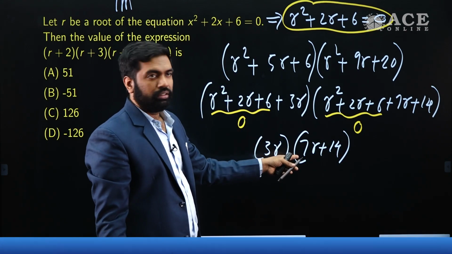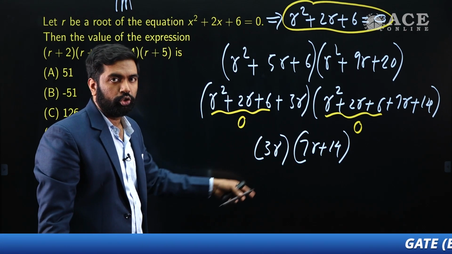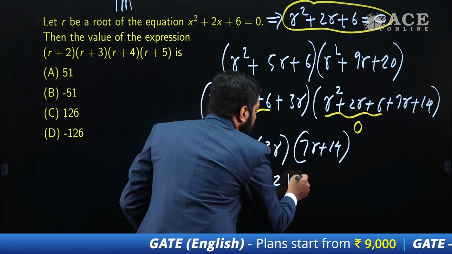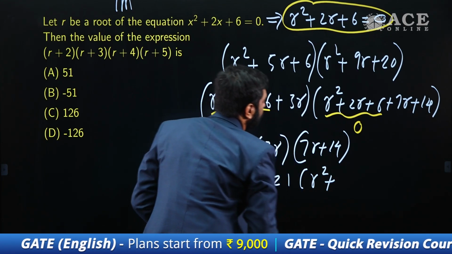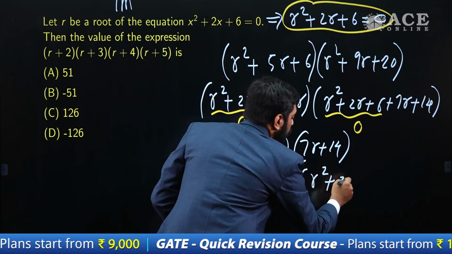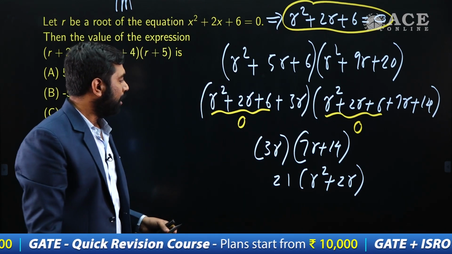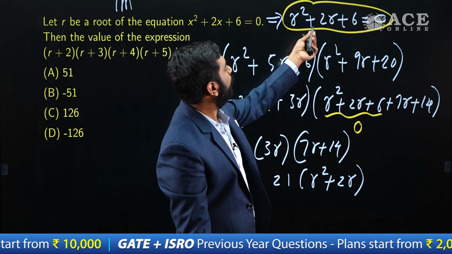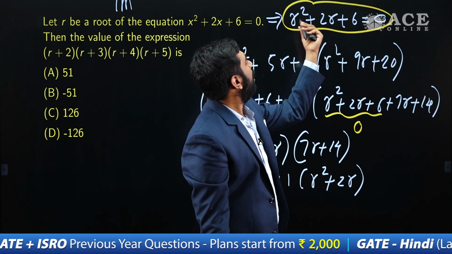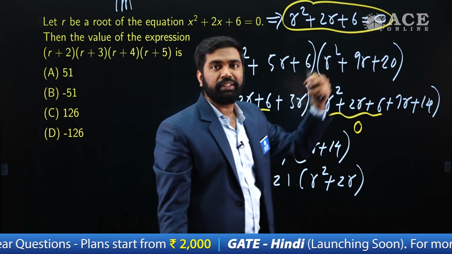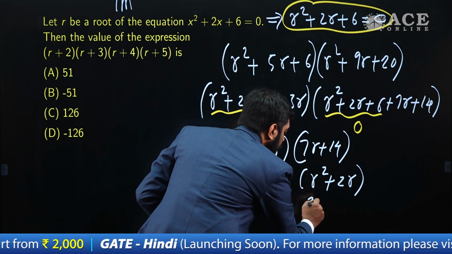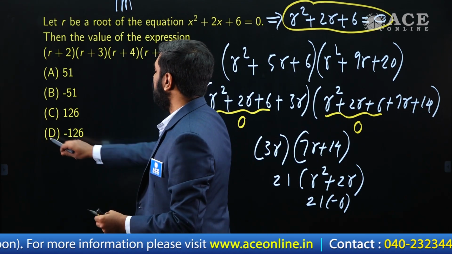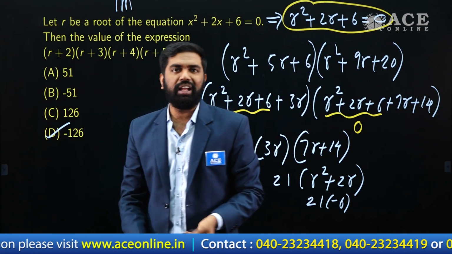Now you see that 7 is common here and there is a 3 here. It's 21, and then I'll send r inside, so this becomes r square plus, 7 came out, so it's 2r. Now the final step, r square plus 2r. According to this equation, what is r square plus 2r? It is simply minus 6. You can use that, so the answer is 21 into minus 6, which is obviously minus 126. So that's the answer for this question.